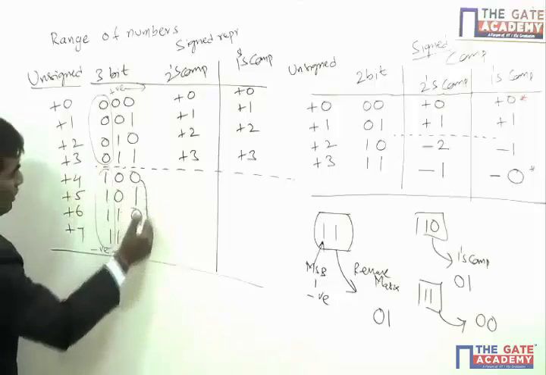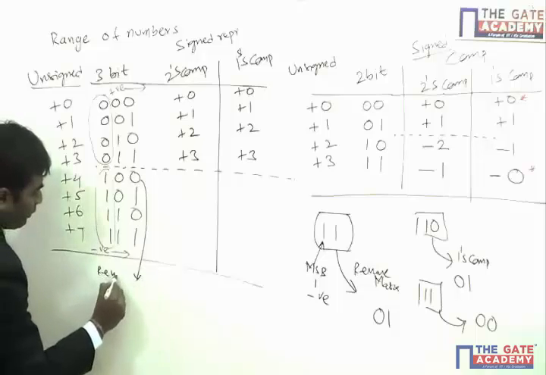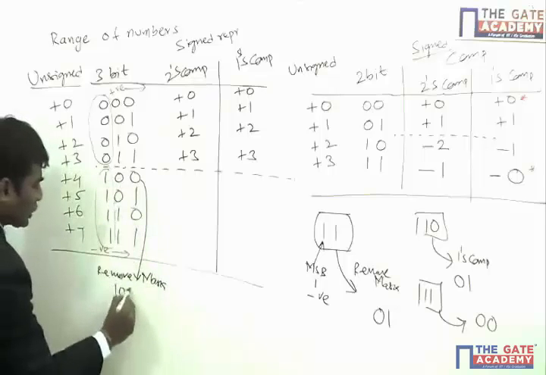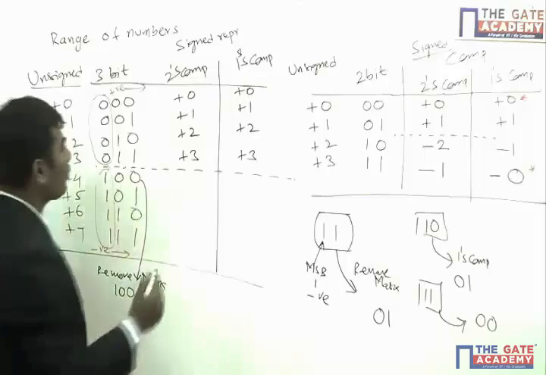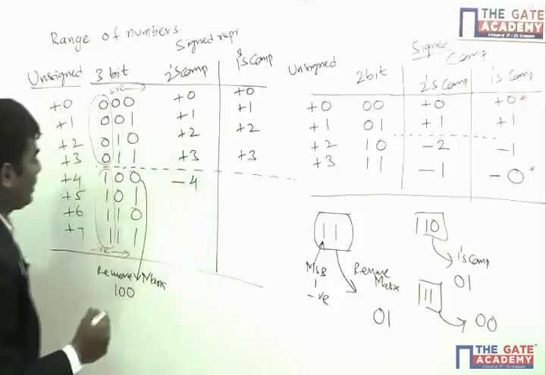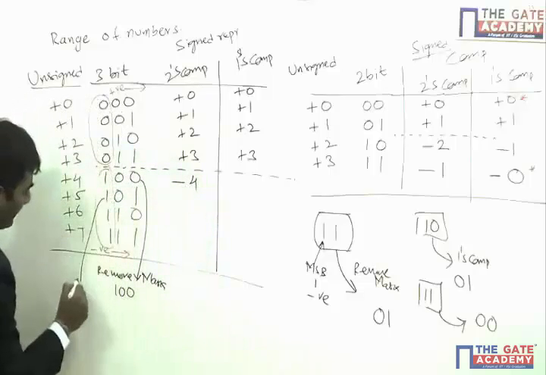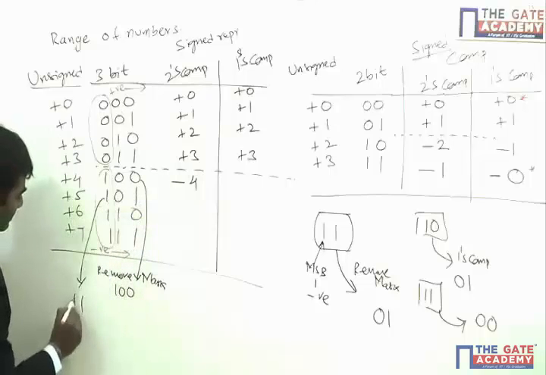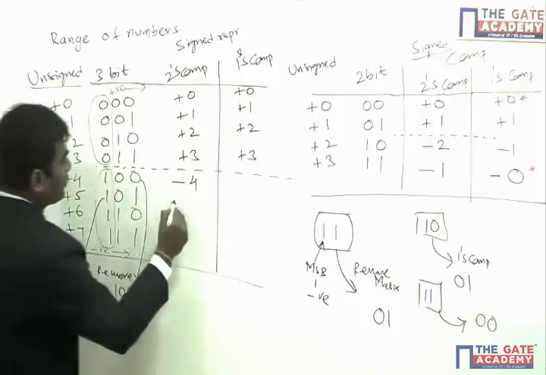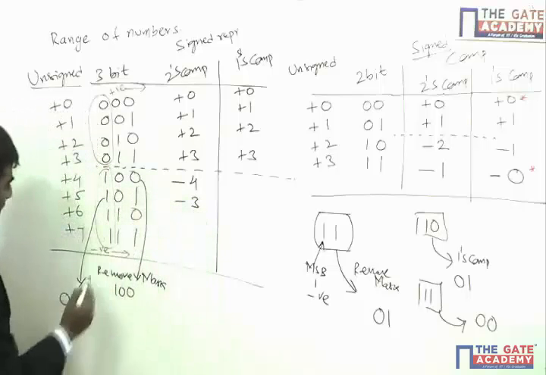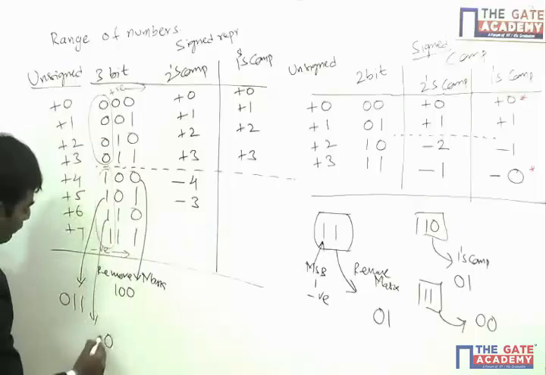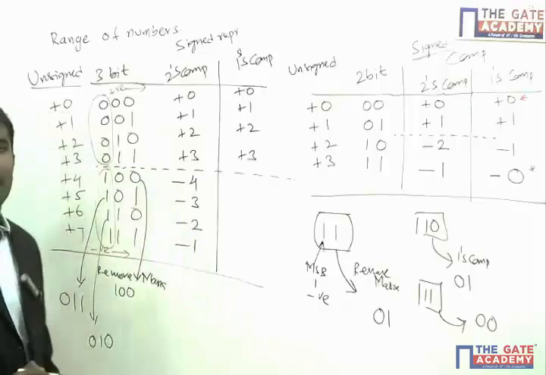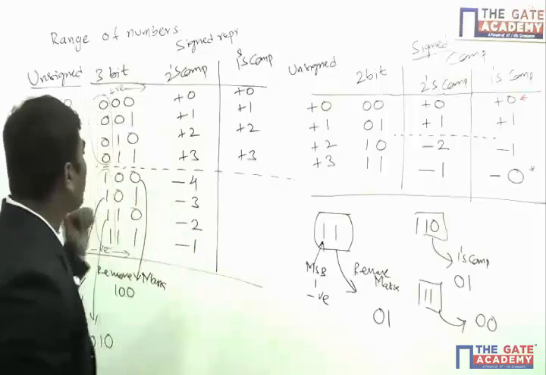This fellow, when I remove the mask, what will be its corresponding value? 1 0 0 again, meaning the magnitude is 4, so I write it as minus 4. Remove the mask of this number. When you remove the mask of that number, taking 2's complement, this becomes 1 and this becomes 0, so it is 3, so this number is minus 3. In a similar way, remove the mask of this fellow, 0 1, this becomes 0, magnitude is 2, so it is minus 2 and this becomes minus 1. Okay, so that's the case as far as 2's complement representation.